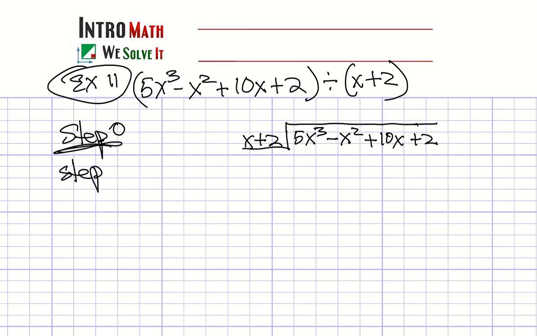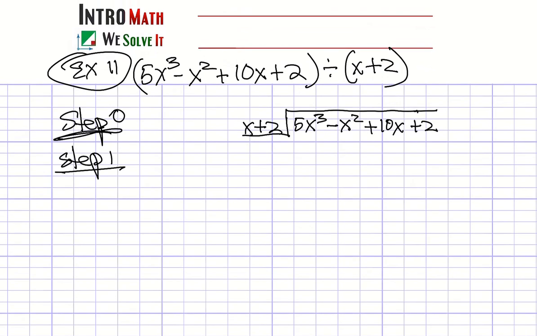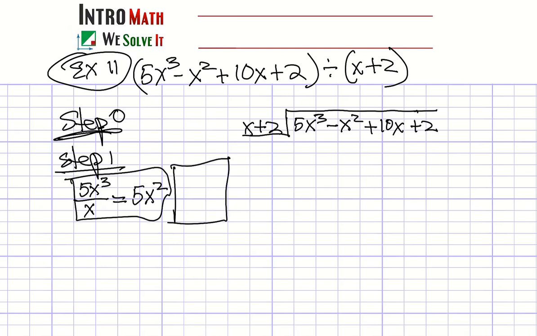Let's do step 1. Okay, step 1, what is that? You know the two leading terms. One of them is 5x cubed, the other one is x. So you take care of that. You got 5x squared. Okay. We gotta be careful because this one may be long. I don't want to take up too much space. Alright, so you put that here. 5x squared.